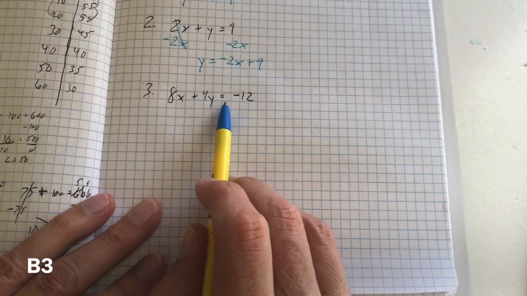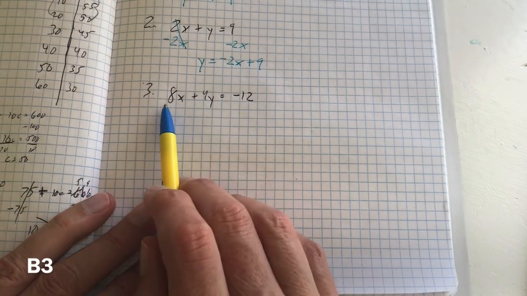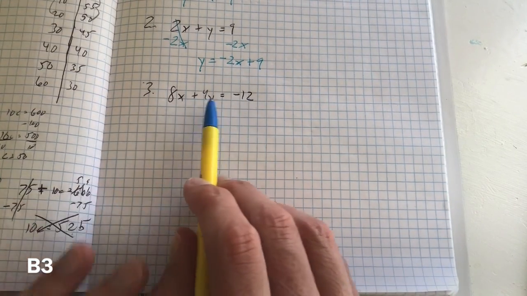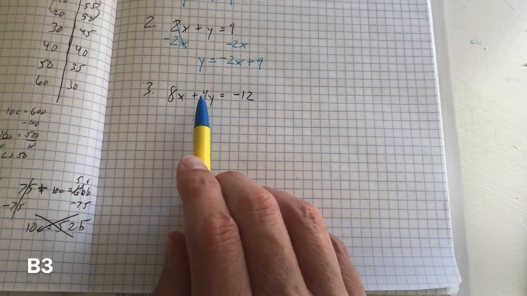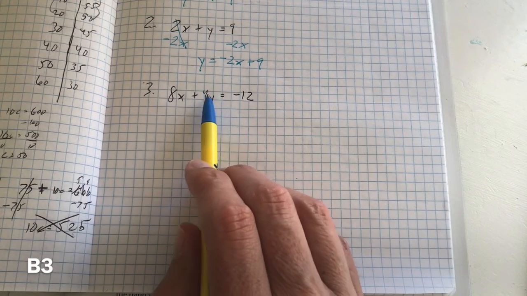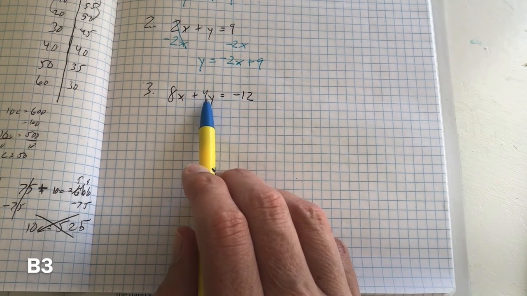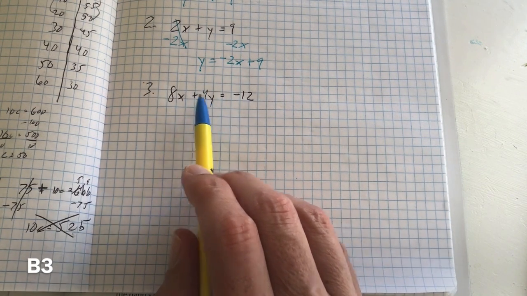All right, number 3. 8x plus 4y equals negative 12. Now, right away, hopefully you're catching that each of these numbers do have a greatest common factor. And that's going to be 4. And you can also see what that will be because it's also with the y. So I'm actually going to divide by that 4 at the end.